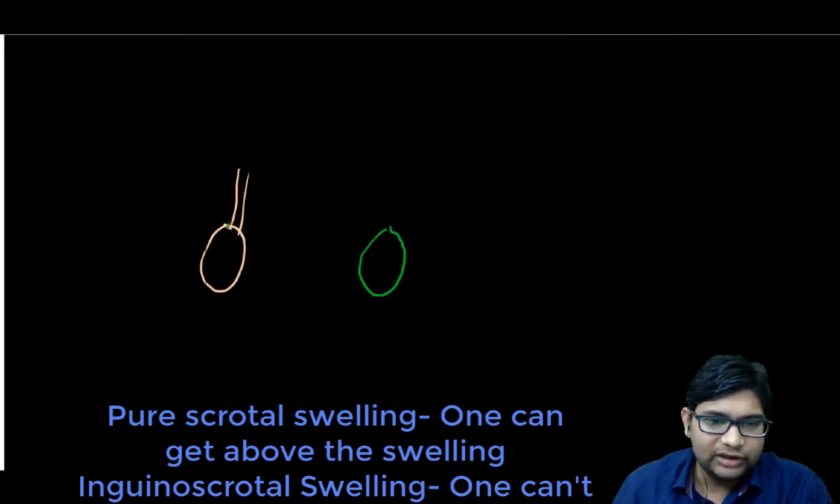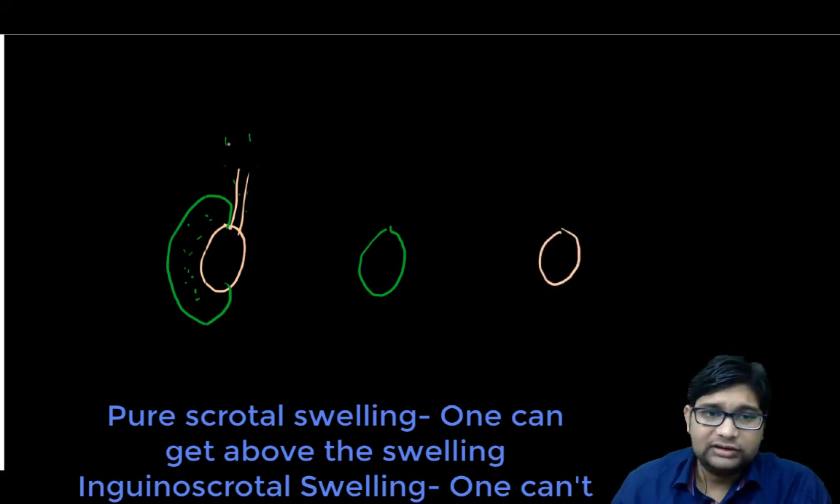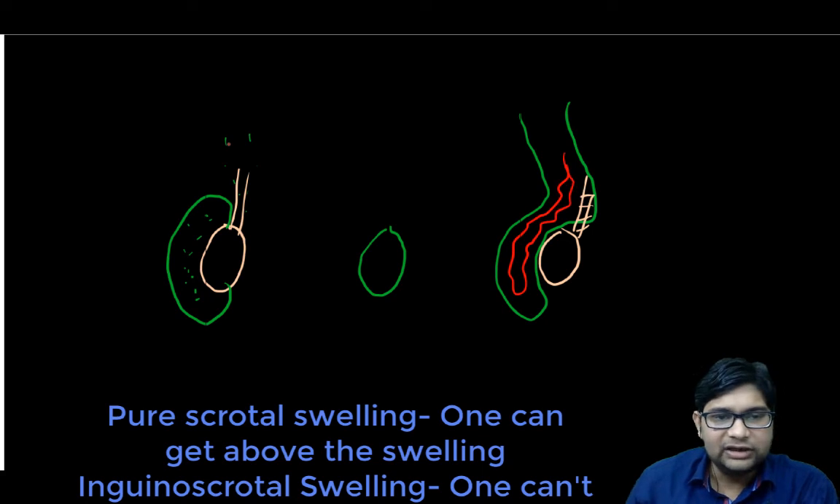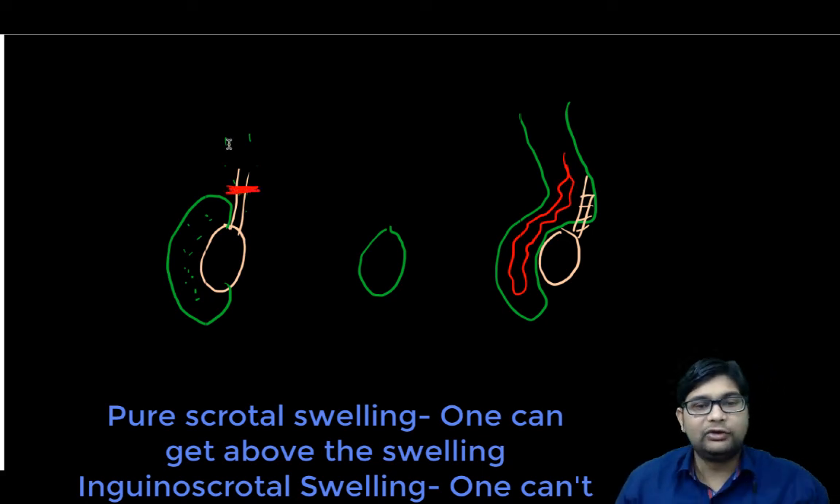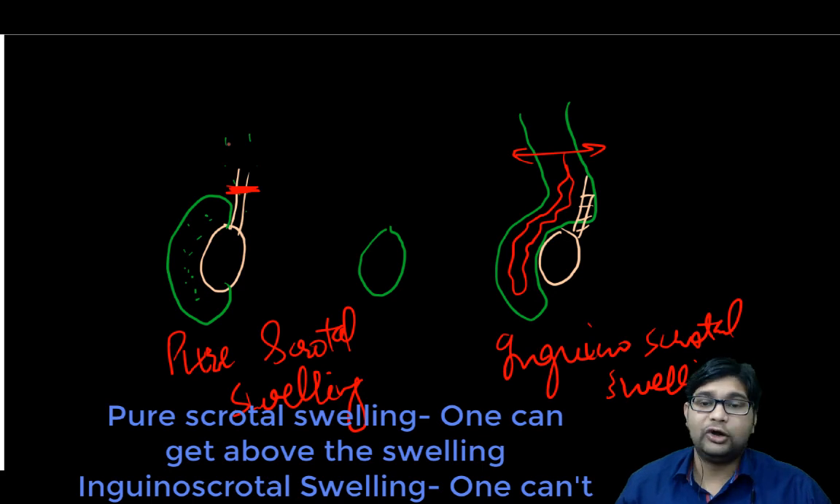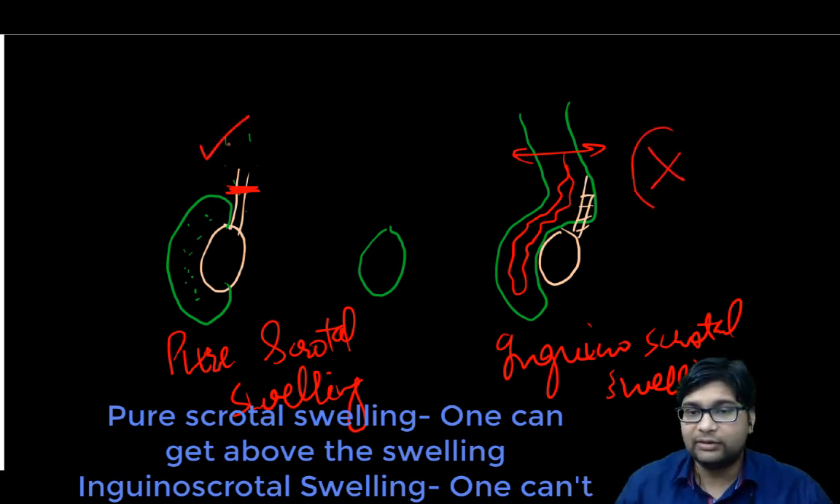What is the problem in hydrocele? In any pure scrotal swelling, only the scrotal component will get enlarged and there will be swelling, and there is no occupation of this region. In hernia, there is protrusion of content here. So once you palpate here at this level, you will be able to get above the swelling in pure scrotal swelling. And in inguinal-scrotal swelling, you will not be able to get above the swelling.